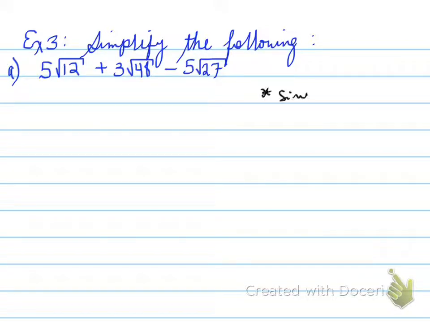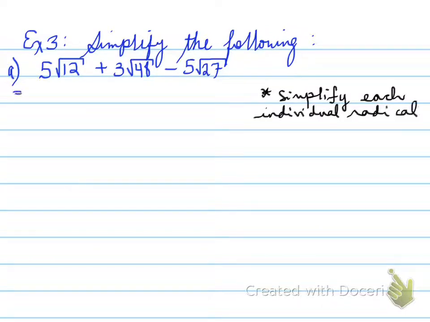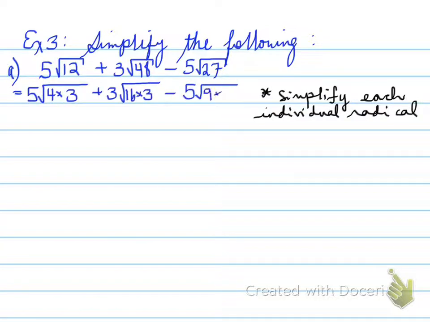So, first step is to simplify each individual radical. So 5 root 12 will change itself into 5 root 4 times 3. 3 root 48 will change itself into 3 root 16 times 3. Because 48, some of you might have thought, oh, 4 goes into here.